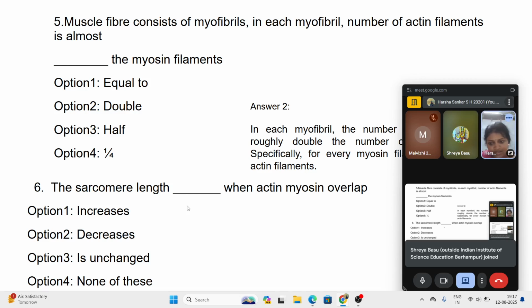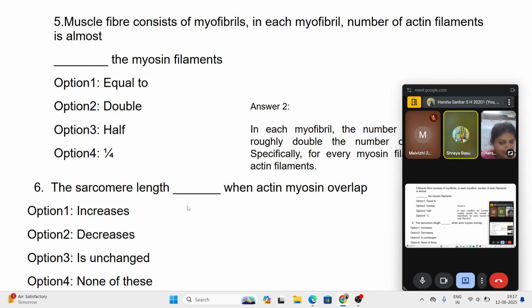Sixth question. Sarcomere length dash when actin myosin overlap. Fine, Freya.